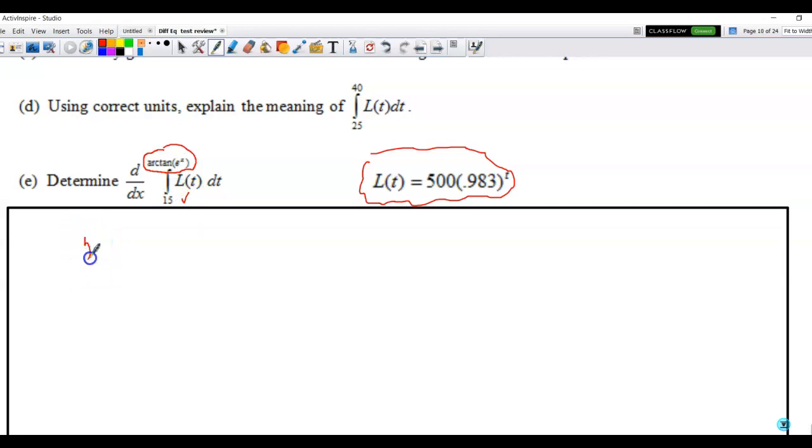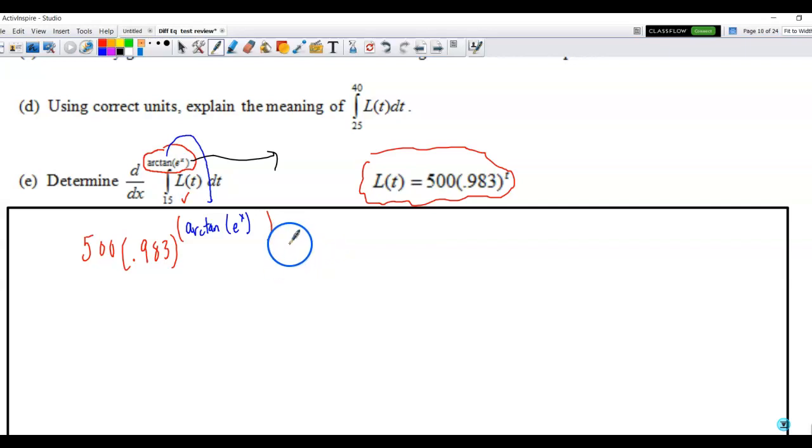The derivative of the definite integral would be 500 times 0.983. And I'm going to take out the t. There is the take out the t. And step number 2 is to put in the new function. So I'm going to put in arctan of e to the x. And step number 3 is to multiply by the derivative of the new function. So the derivative of the new function, arctangent of e to the x.